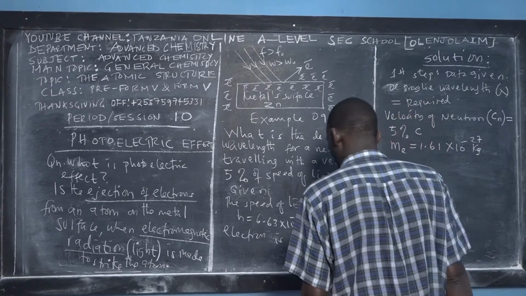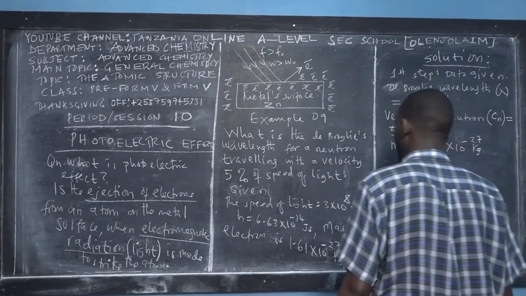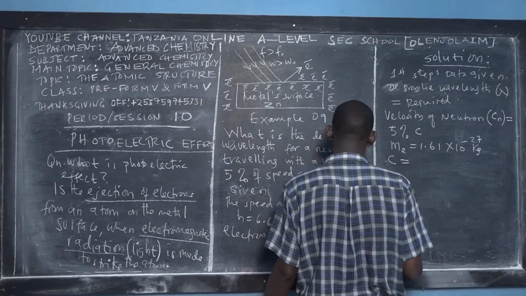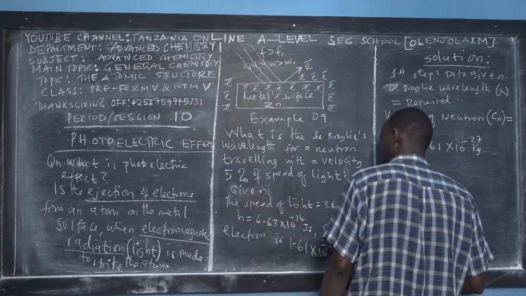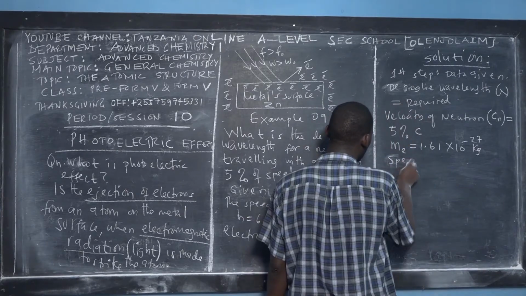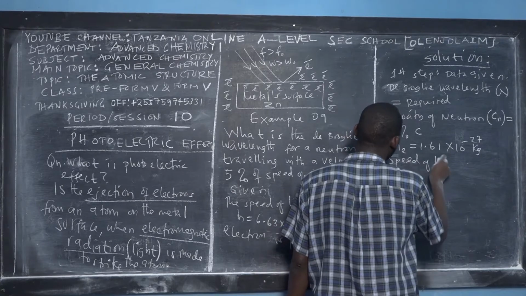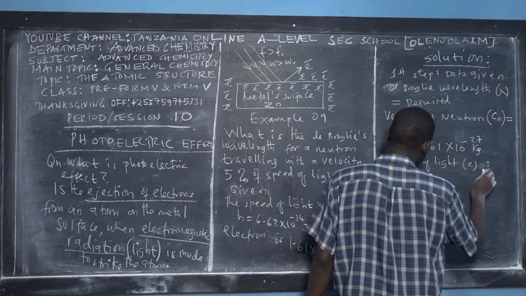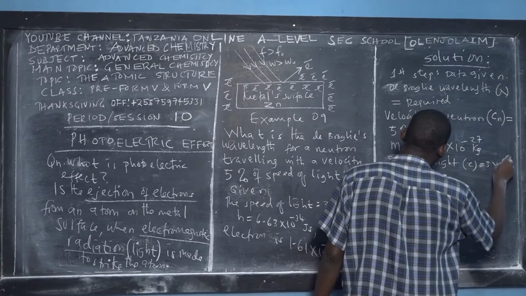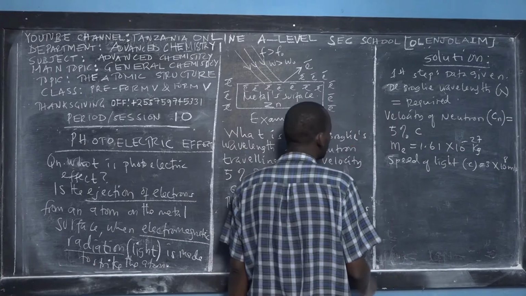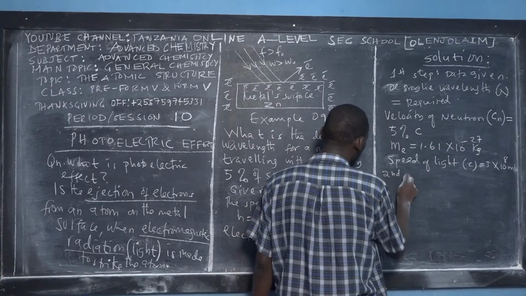Again, what do we need? The speed of light, which will be given: the speed of light, c, is equal to 3 exponent 8 meters per second. So we go to the second stage.